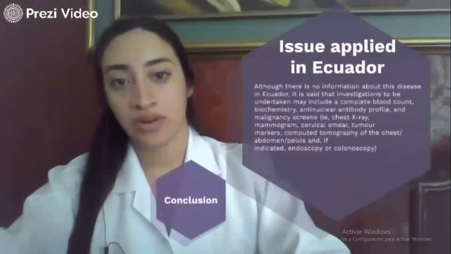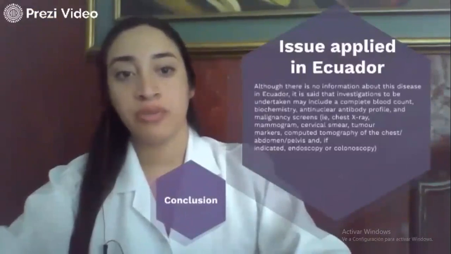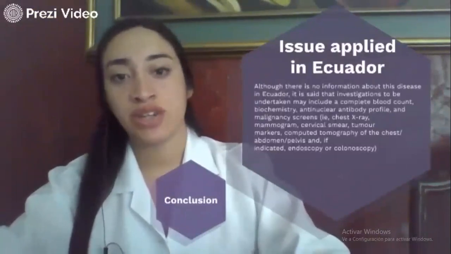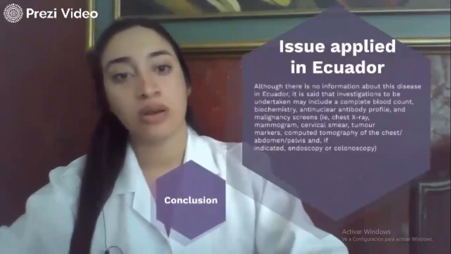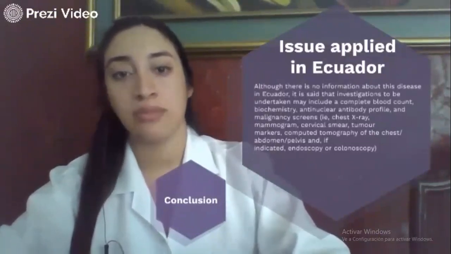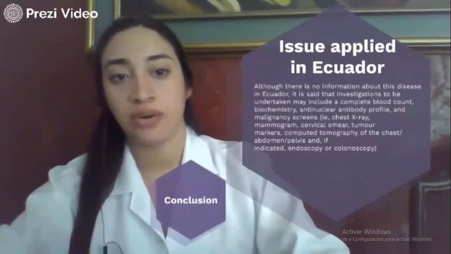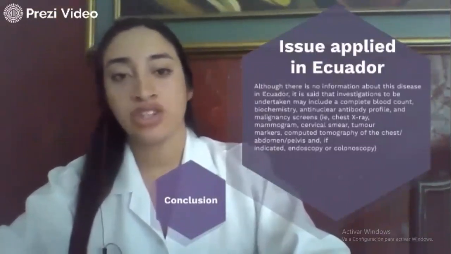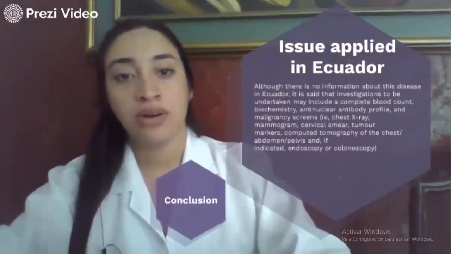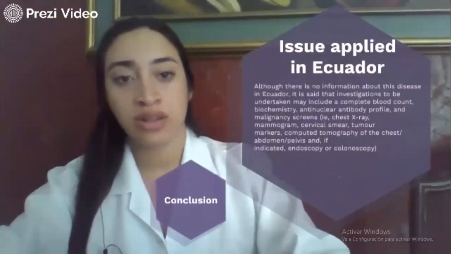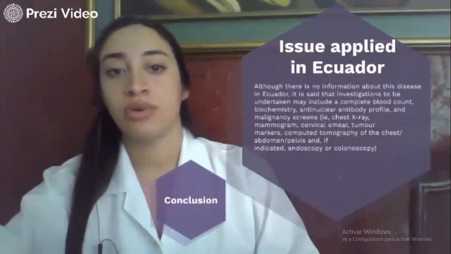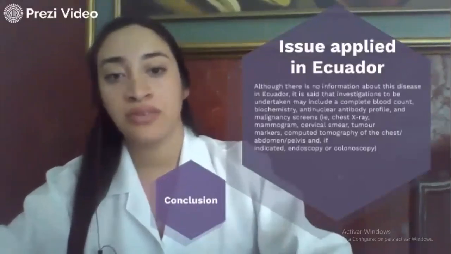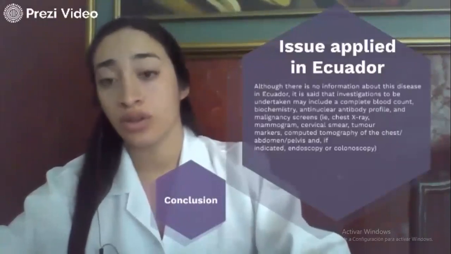Application in Ecuador. Although there is no information about this disease in Ecuador, it is said that investigations to be undertaken may include a complete blood count, biochemistry, autoantibody profile, and malignancy screens, like chest X-ray, mammogram, cervical smear, tumor markers, computed tomography of the chest, abdomen, pelvis, and if indicated, endoscopy and colonoscopy.